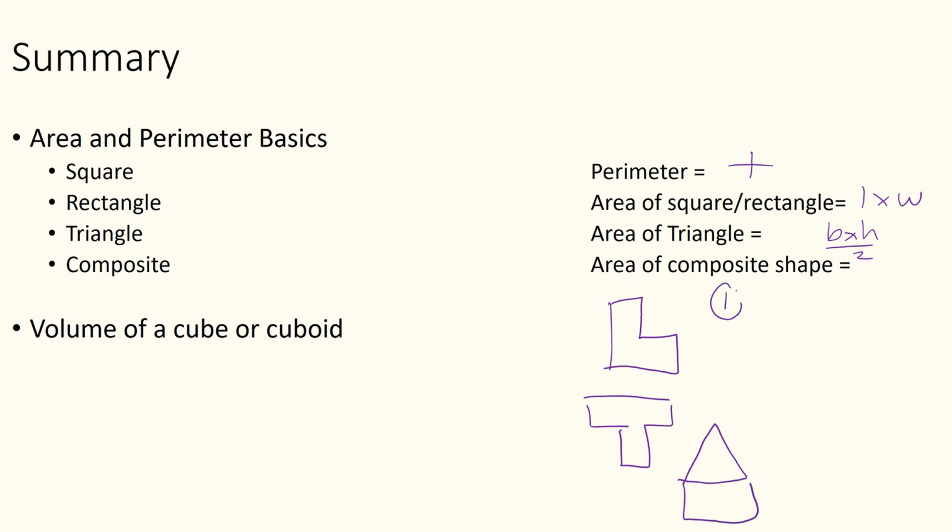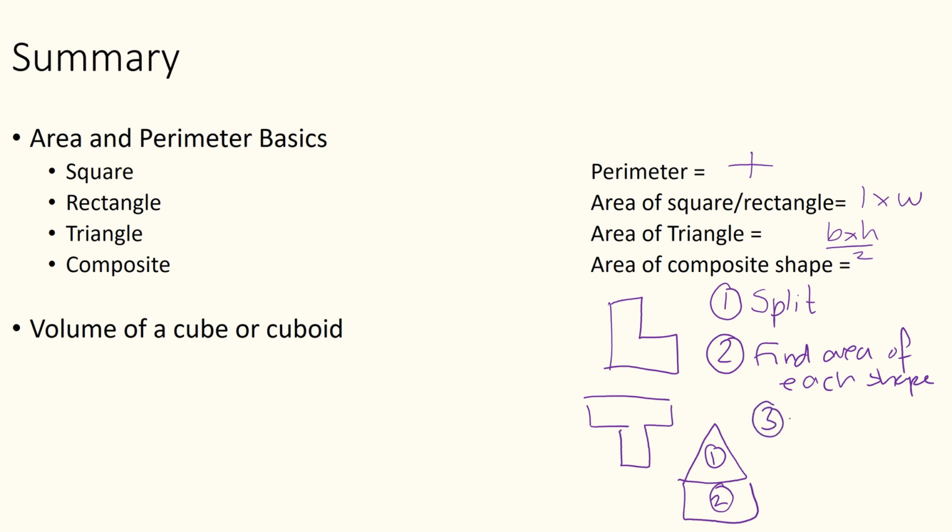The first step is to split the shape. Number 2, find the area of each shape. So I could actually demonstrate on that house one because we've got a triangle there and we've got a rectangle there. And number 3, you add them together and that gives you the total area.